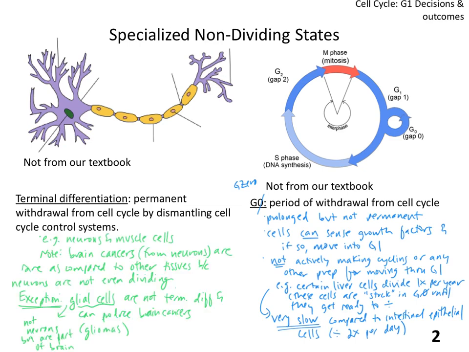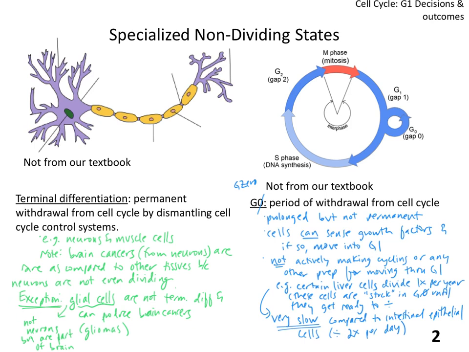Now let's talk about the other specialized non-dividing state that relates to the cell cycle. This is terminal differentiation. This is a permanent withdrawal from the cell cycle and includes dismantling cell cycle control systems. Some cells that do this include neurons and muscle cells. One way to think of this, which is pretty interesting, is to note that brain cancers, as far as brain cancers from neurons, are incredibly rare as compared to other tissues because the neurons are not even dividing.